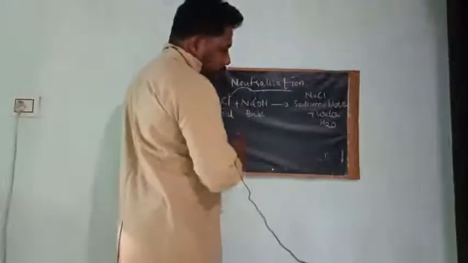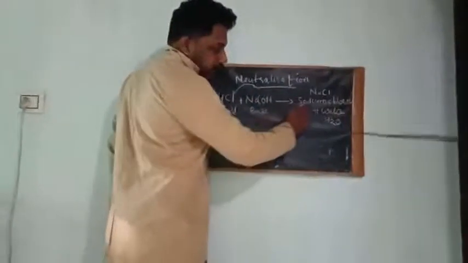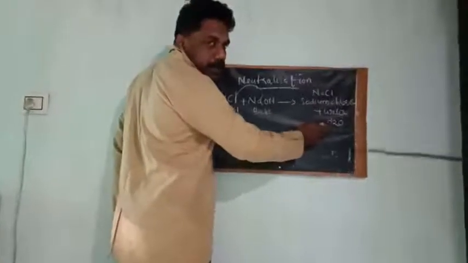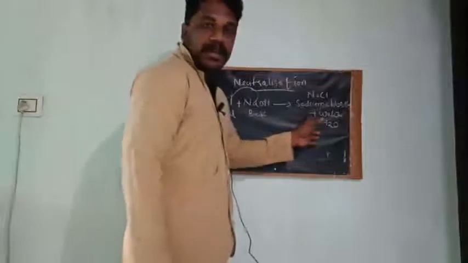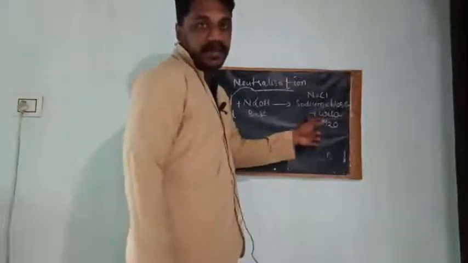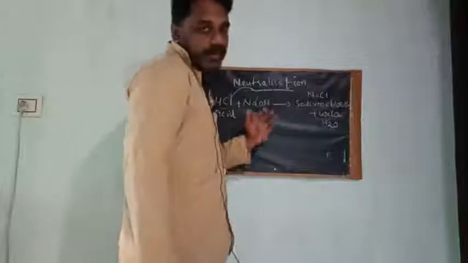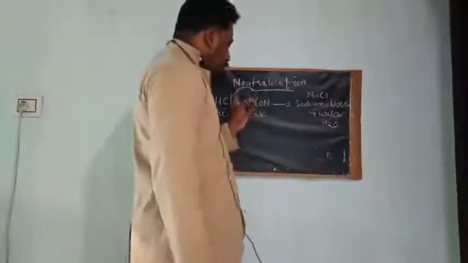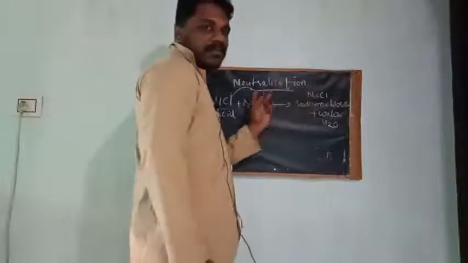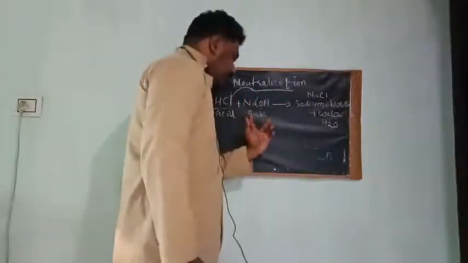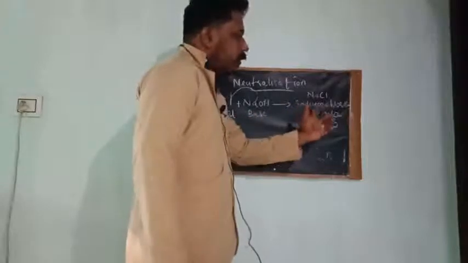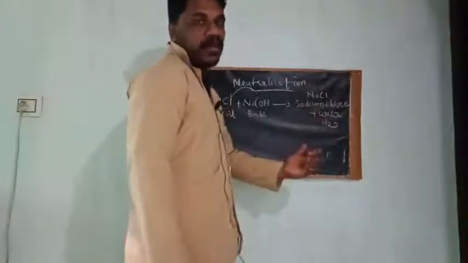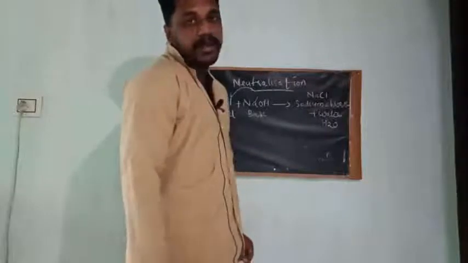So when an acid reacts with a base, a salt and water will be formed as the product, and these two substances are neutral in nature. They are not acid, they are not base. Such a reaction is called neutralization: reactions in which acids react with basic substances to form salt and water. Any salt and water will be formed as the product.